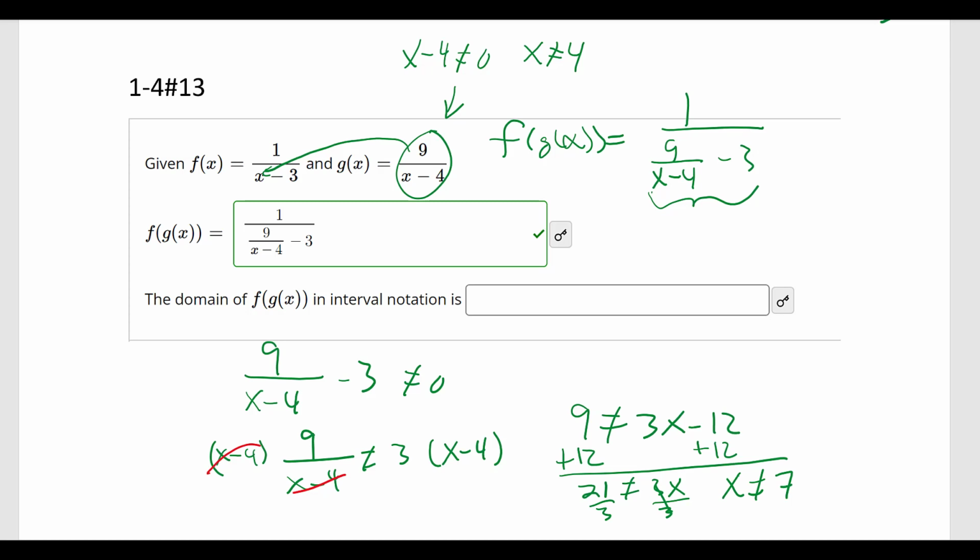So there are two values we can't have. We can't have 4 and we can't have 7. So this would be negative infinity up to 4, then union 4 to 7, then union 7 to infinity. And so I have parentheses on these because you can't include those values. That's what we're excluding. We're excluding the 4 and we're excluding the 7. Okay, let's go on to the next one then.